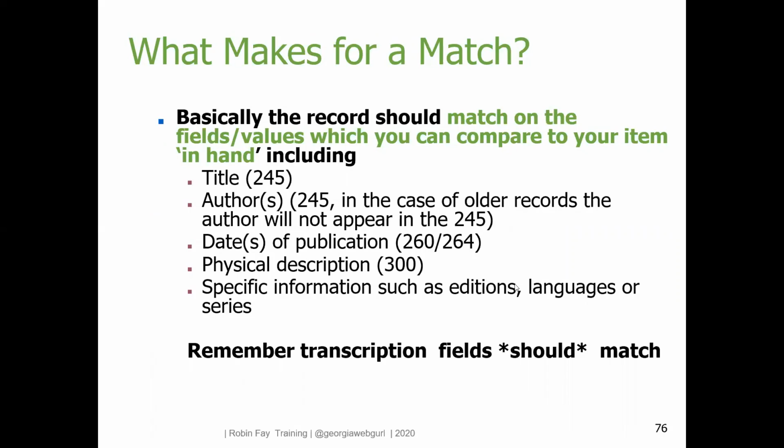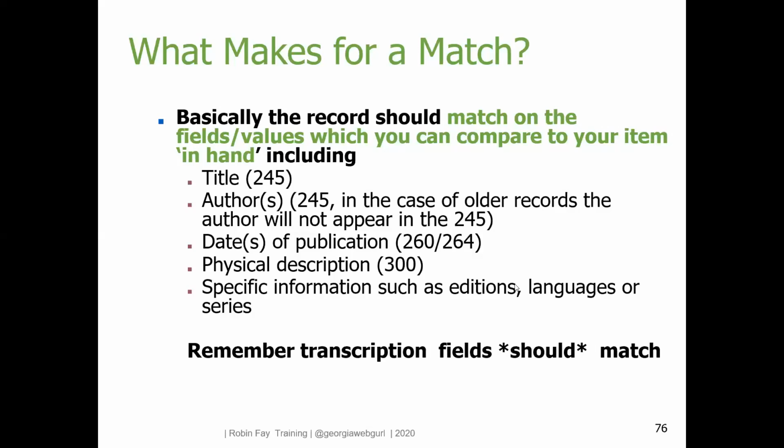Briefly, and we've talked all about this, but we haven't really defined it. What makes for a match? Any record should match on the field's value, which you can compare to the item that you have in hand. This includes the 245, the authors, the date of publication, the physical description, and specific information such as edition, language, or series.